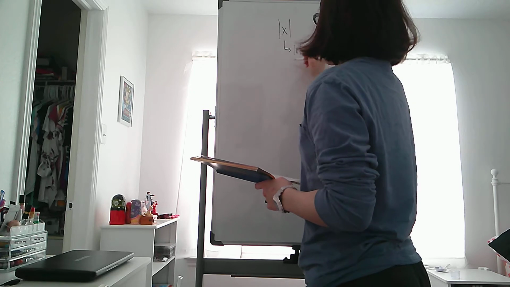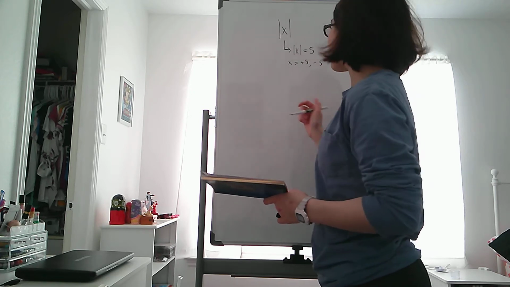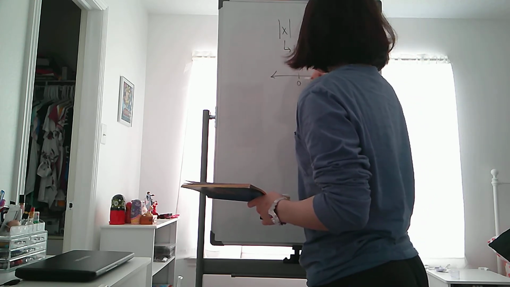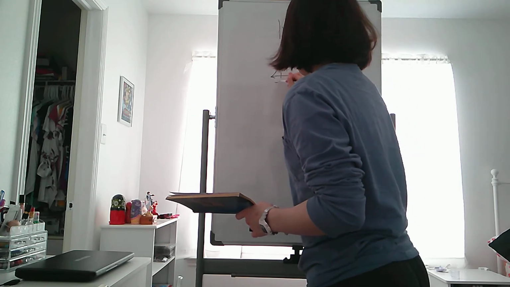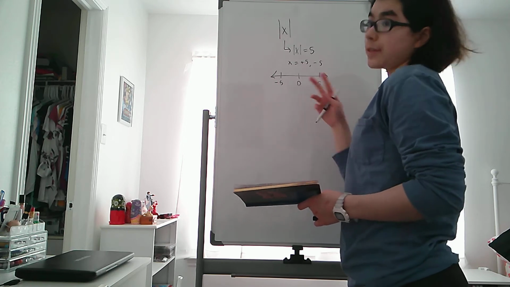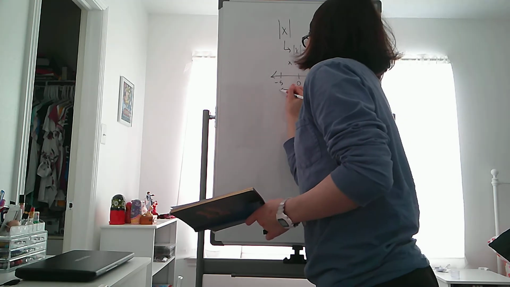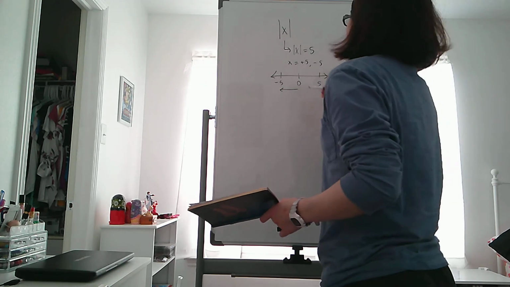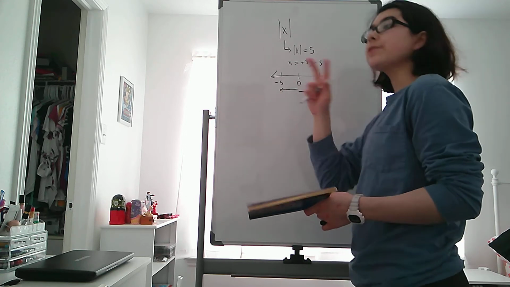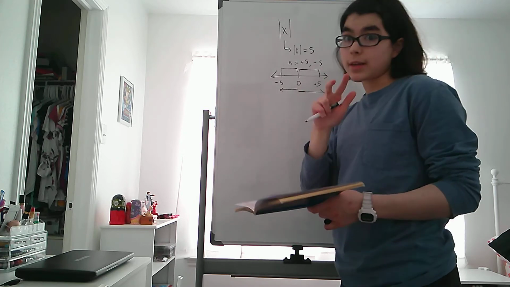That means x can be positive 5 or x can be negative 5, because when you think about it on a number line, I'm going to draw it out real quick, nothing too fancy here. Okay, so 5 and negative 5, yes, they are different numbers in terms of direction. Negative 5, you're going from 0 to the left, and from 0 to positive 5, you're going to the right. So they're different directions, but they are the same distance from 0.